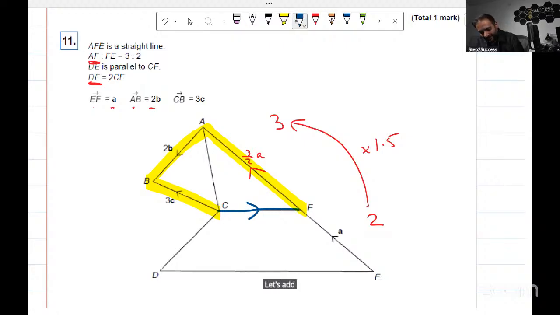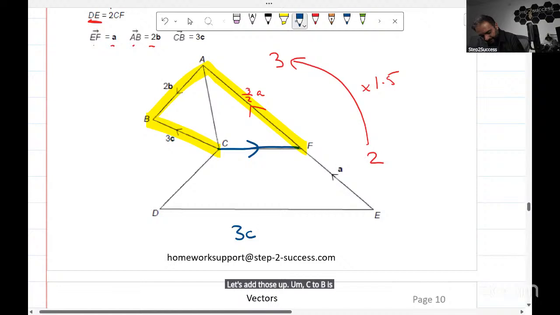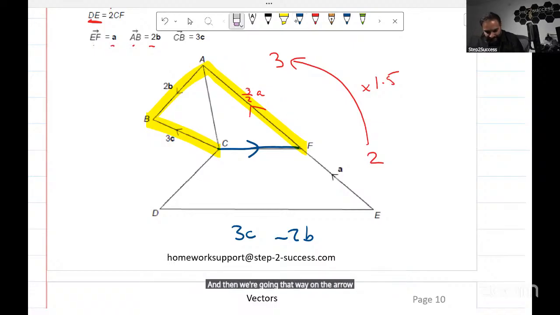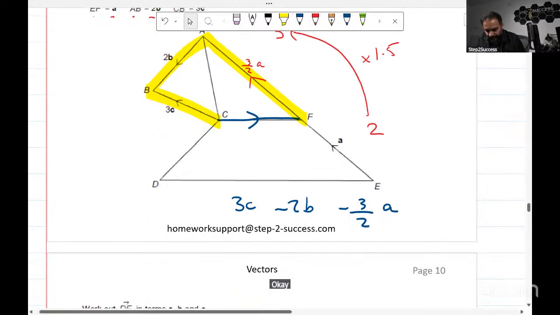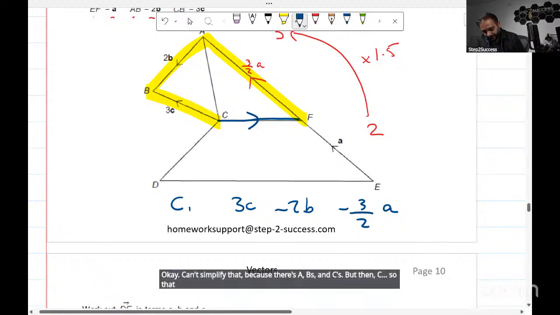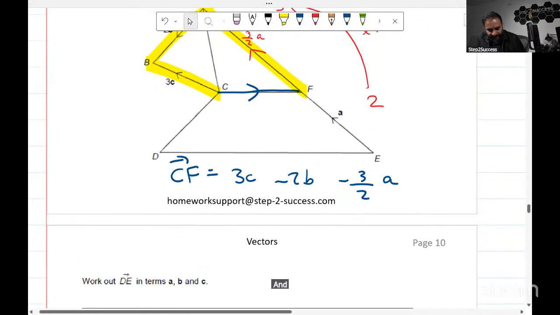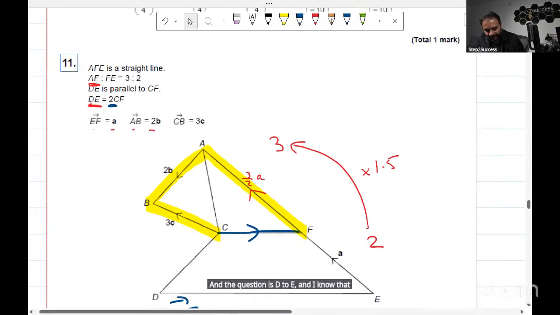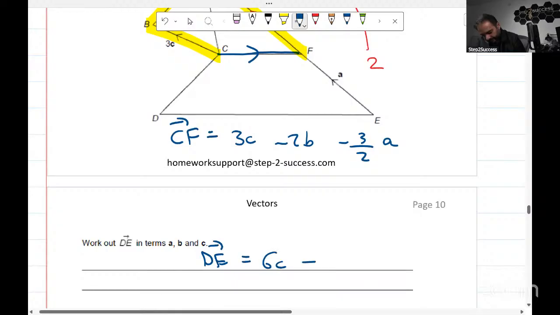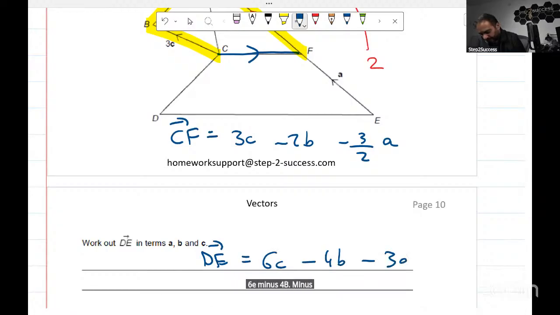Let's add those up. C to B is 3C. Then we're going that way on the arrow, so minus 2B. And then we're going that way on the arrow, so minus 3 over 2A. Can't simplify that because there's A's, B's, and C's. So that's C to F. And the question is D to E, and I know that D to E is double that. So let's just double everything. 6C minus 4B minus 3A. You double that, and that will take you to the answer.